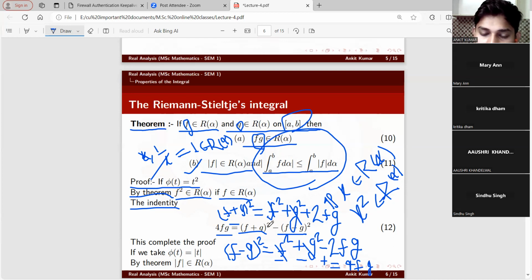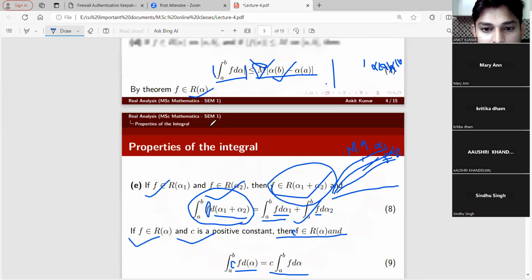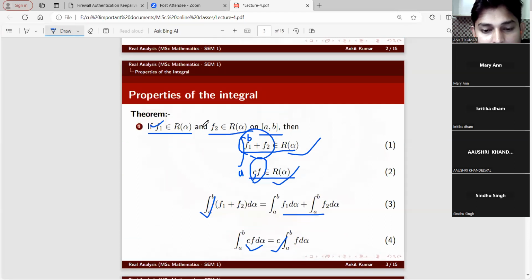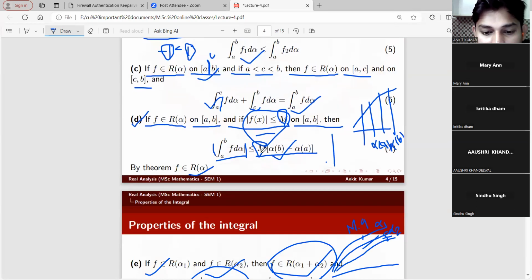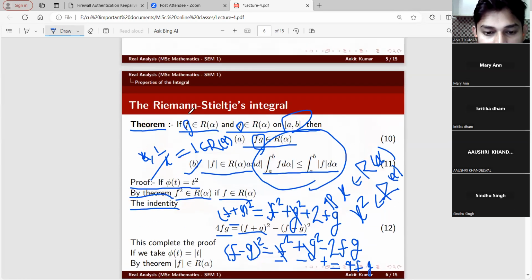So for fg we evaluate from the identity. Again we move to the statement of the theorem. The statement says that if f belongs to R alpha and g belongs to R alpha, meaning f and g both are Riemann Stieltjes integrable, then by using the properties, their sum also belongs to R alpha. If f1 belongs to R alpha and f2 belongs to R alpha, then their sum f1 plus f2 also belongs to R alpha. So f plus g also belongs to R alpha.